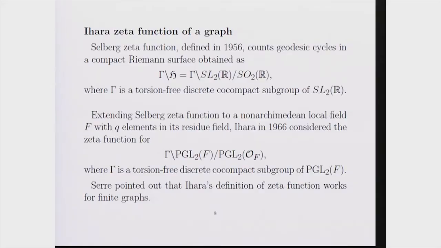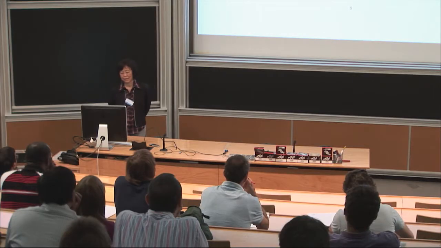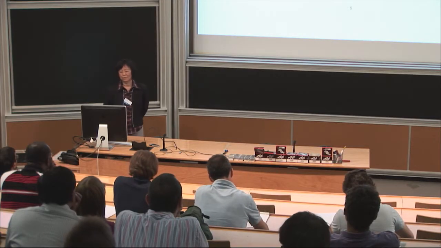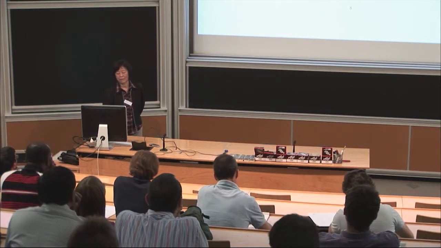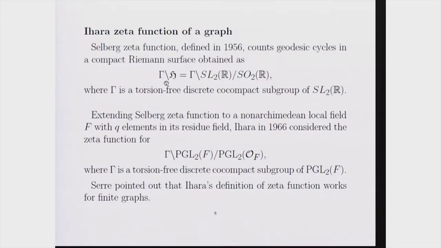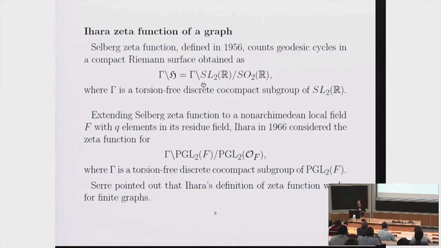This is what we call the Ihara zeta function. It actually started from the Selberg zeta function, which Selberg defined in 1956. That zeta function counts geodesic cycles in a compact Riemann surface, which is obtained by taking the upper half plane modded out by a torsion-free discrete cocompact subgroup gamma. We know that the upper half plane can be written as SL2(R) mod SO2(R), or PGL2(R) mod its maximal compact subgroup. So this Riemann surface can be seen as this double coset.